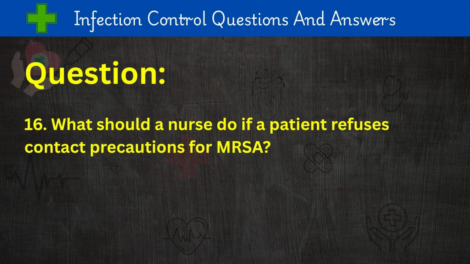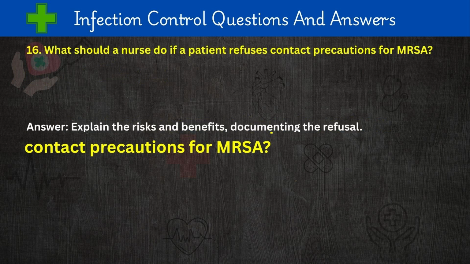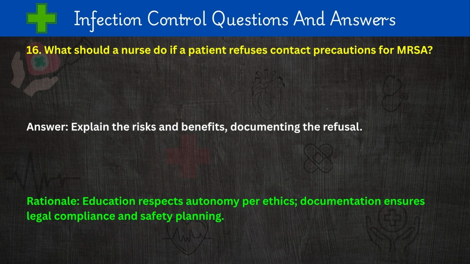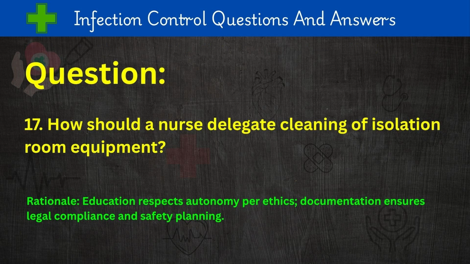16. What should a nurse do if a patient refuses contact precautions for MRSA? Answer: explain the risks and benefits, documenting the refusal. Rationale: education respects autonomy per ethics. Documentation ensures legal compliance and safety planning.